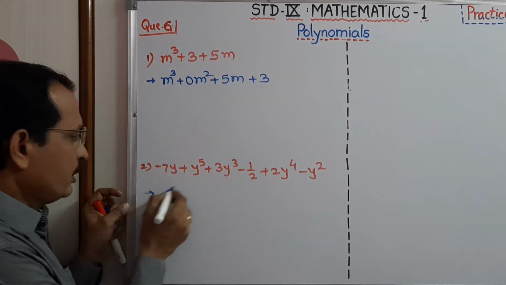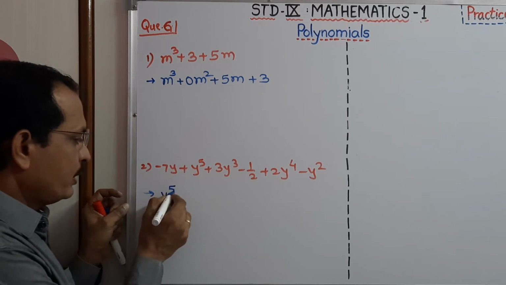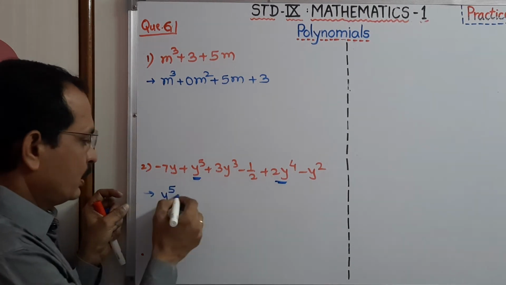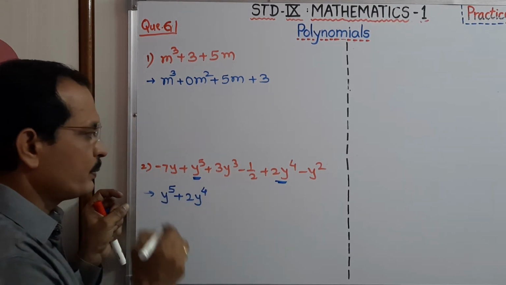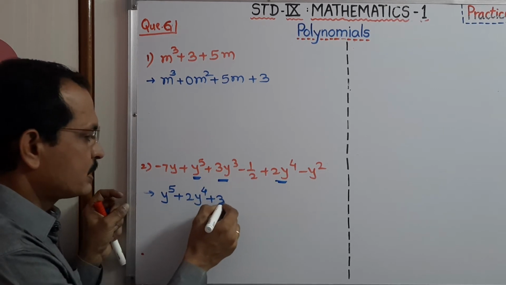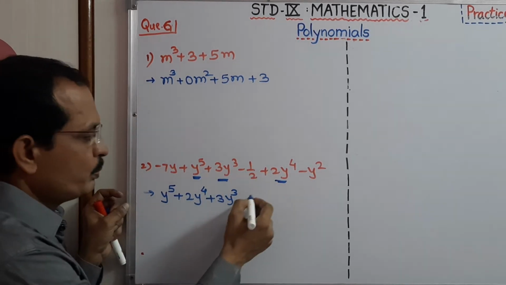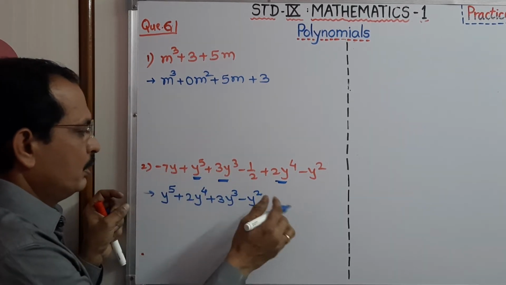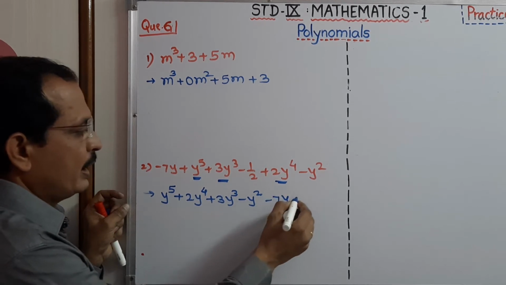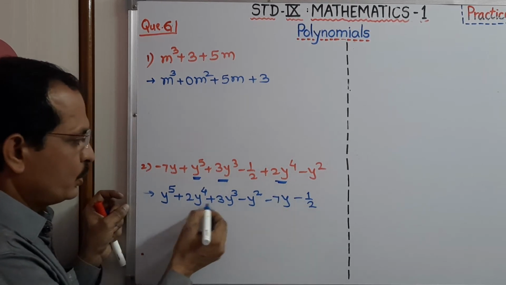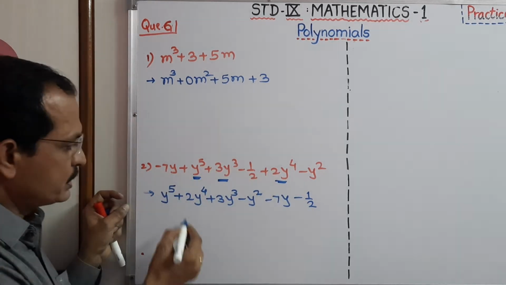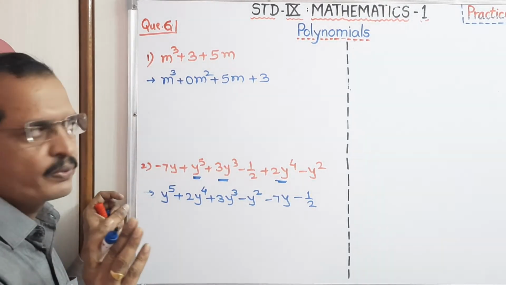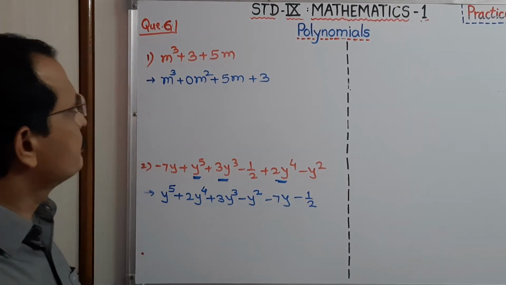Now we write the first term, y raised to 5. After 5 we have to write 4, therefore 2y raised to 4. After that plus 3y cube. After cube we write square. After that we write minus 7y and minus 1 upon 2. 1, 2, 3, 4, 5, 6: all terms with powers 5, 4, 3, 2, 1, and here it is 0. Now, very simple, very easy.